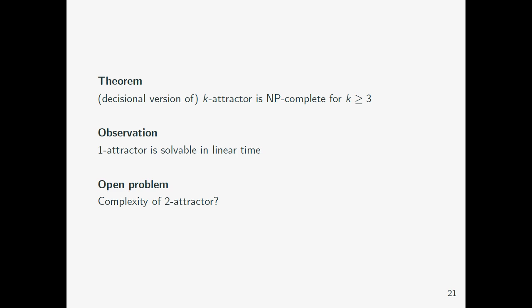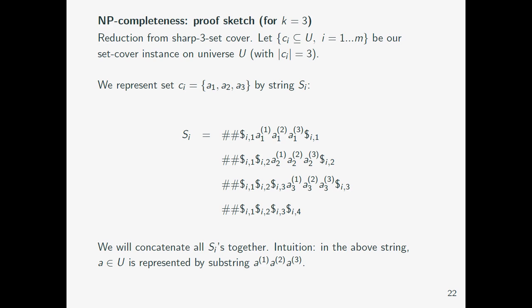And this is a super exciting open problem: what's the complexity of 2-attractor? We weren't able to solve this. It seems a super easy problem, but it's not easy. Find the smallest set of positions that capture all substrings of length at most 2, so length 1 or 2. This is hard. We don't know the complexity of this problem.